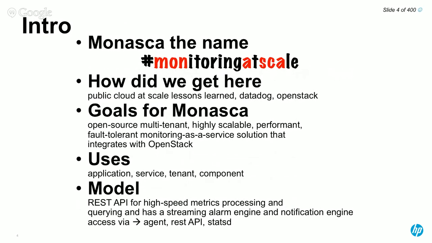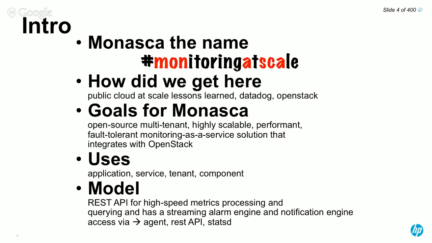So Monasca: monitoring at scale. That's where the name comes from. After a lot of debate in the team, they came up with this name, and it worked out right. So how did we get here to Monasca? Like I mentioned earlier, we started a public cloud and had to implement all of these different services. One of those was monitoring. So we had to learn that lesson and implement that on our public cloud.